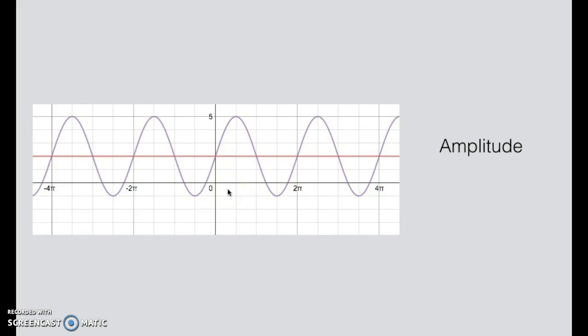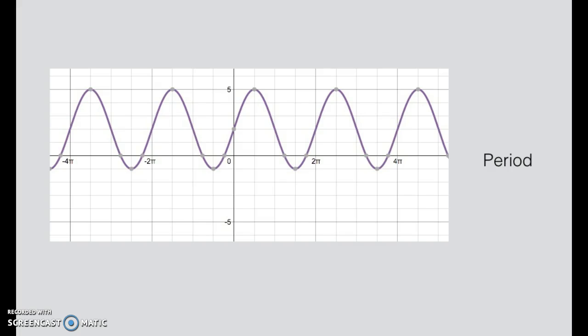If we count how many units are above the midline, we will see that there is 1, 2, 3 above and 1, 2, 3 below. This is the amplitude, so the amplitude equals 3. Next, we'll find the period of the function.